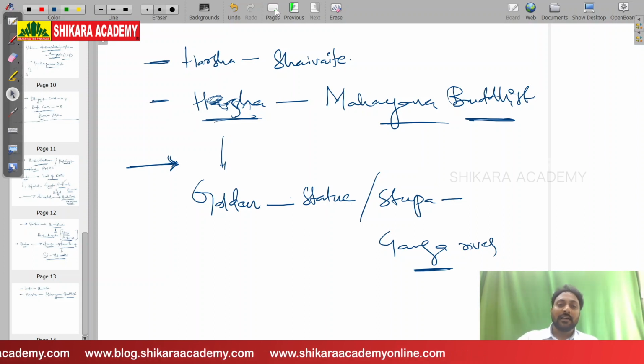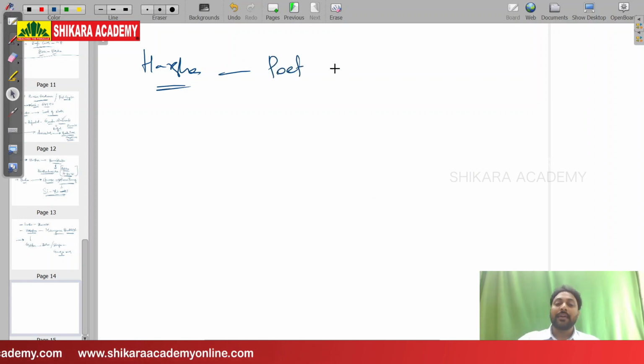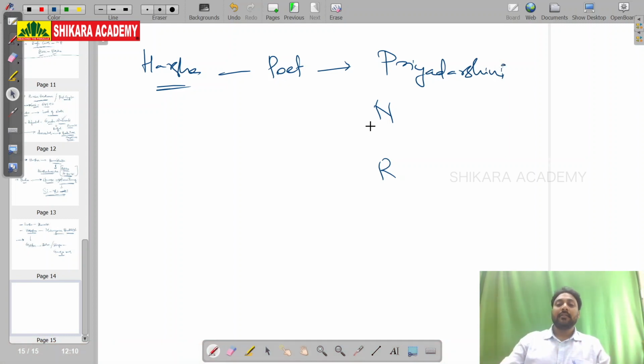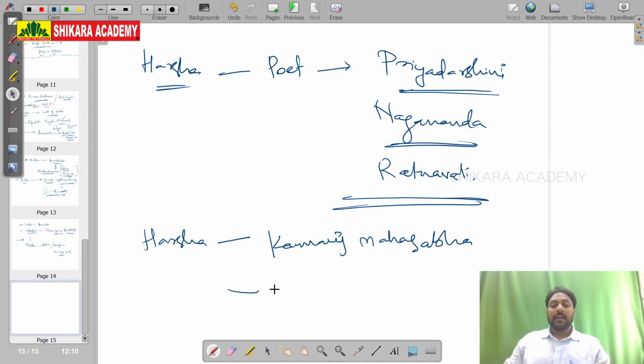Harsha was also a great Sanskrit poet. He wrote three Sanskrit dramas: Priyadarshini, Nagananda, and Ratnavali. After this, Harsha started two programs: Kannauj Mahasabha and Mahamoksha Sabha.